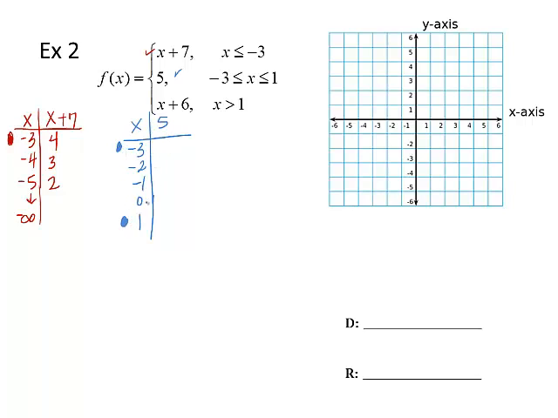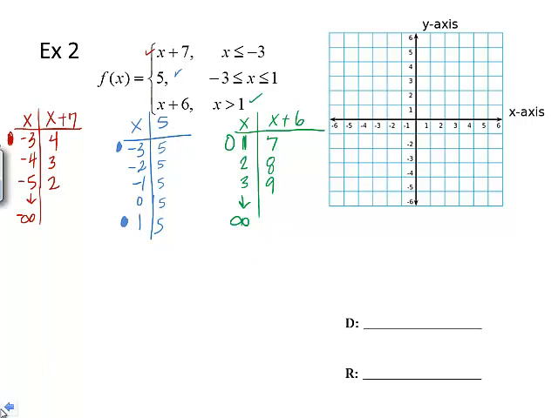Now look at this. I'm going to plug these x values into this equation, but there's no x. So guess what? That 5 just carries all the way down. So this is just going to be a horizontal line segment. All right, third equation. Where does this one start? It starts at 1, and it's an open circle because it's not or equal to. It's greater than 1, so I have to go greater than 1, 2, 3. I can keep going to positive infinity. Now I plug in these x values. So 1 plus 6 is 7, 2 plus 6 is 8, 3 plus 6 is 9, and so forth.